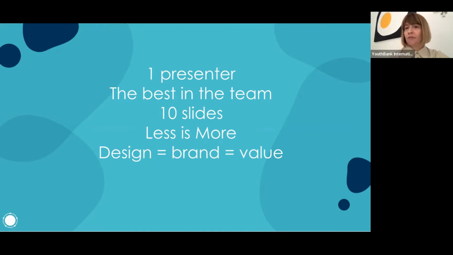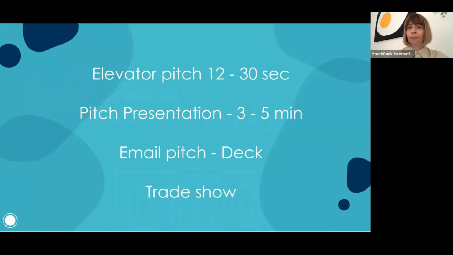Having 10 slides, some visual background would be great. So don't overdo it on the number of slides. Less is more. And when I say less is more, less words, more photos. So it's not about saying everything, it's saying the right things. Also, if you're using a visual background, having some design or showcasing your brand and value is something that you can use in this kind of way.